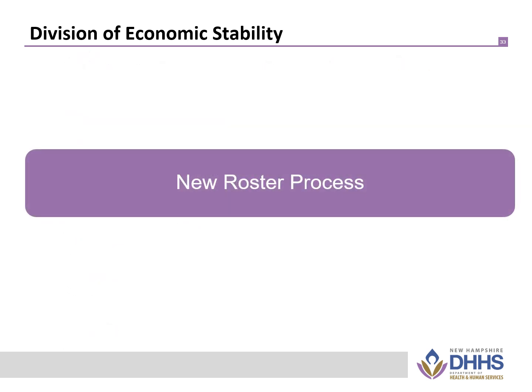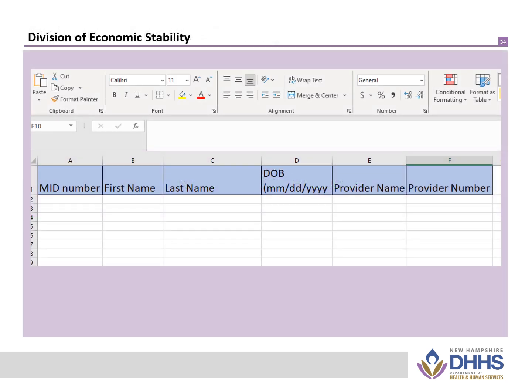Now we'll review the new roster process. For the new roster process, we are requesting the following information so that we can associate the client with your facility. If you have the MID, you don't need to provide any other identifying information. If you do not have the client's MID, you will need to provide us with their first and last name along with the date of birth.